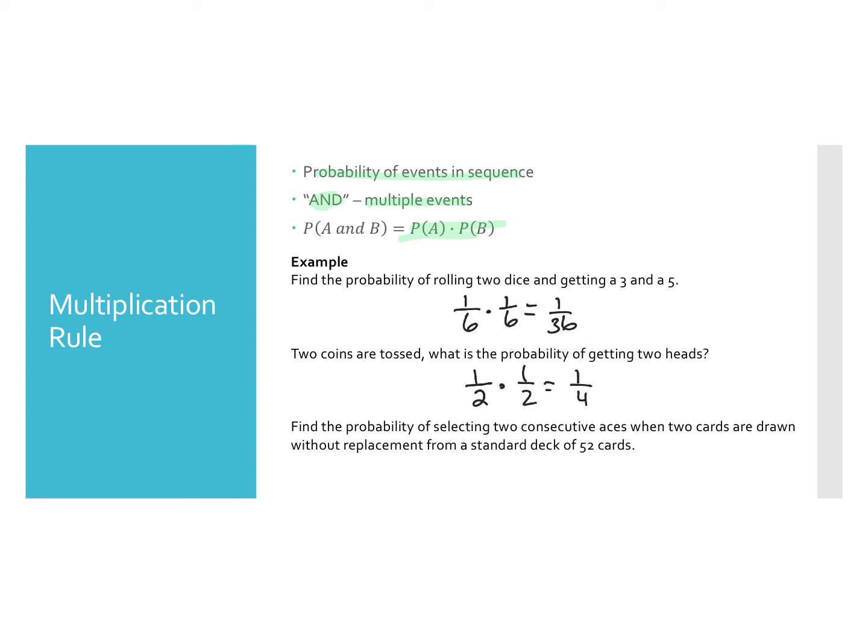And then we find the probability of selecting 2 consecutive aces when 2 cards are drawn without replacement from a standard deck of 52 cards. So aces, we have 4 aces in a standard deck of cards, 52 total cards. Without replacement means I keep the card in my hand as I draw a second card. That means there are 3 aces remaining with a total of 51 cards. We multiply this together and reduce the fraction. It is 1 over 221, or approximately 0.005.